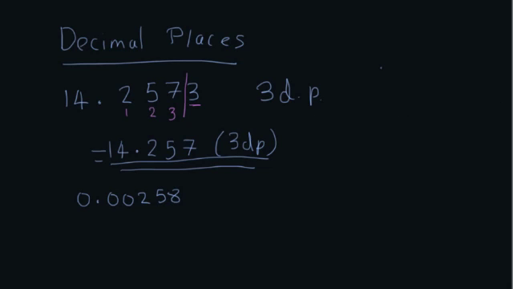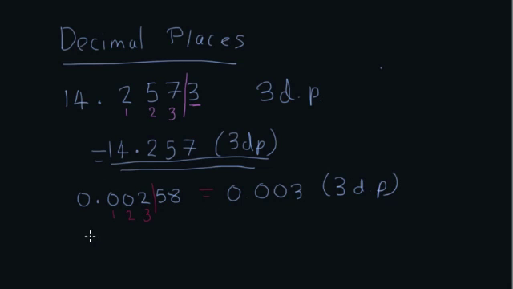So say we had 0.00258. Now again we're doing 3 decimal places, so that's first, second, third. Cut off here. The answer is 0.003 this time because it's a 5, which rounds the 2 up to 3. So that's 3 decimal places.